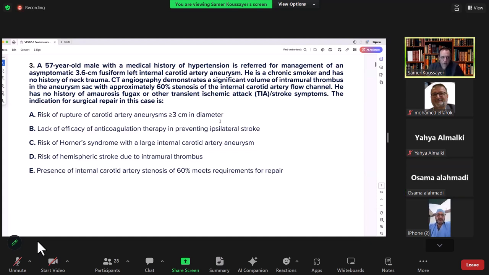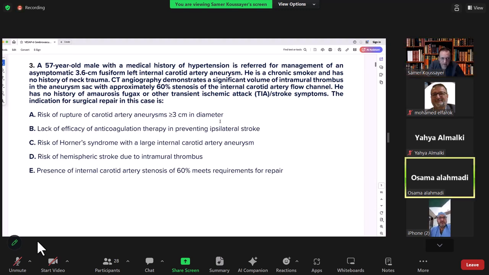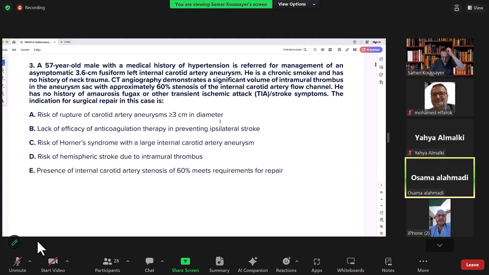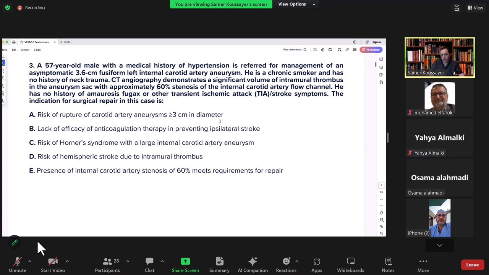Before we start, so we're dealing with an asymptomatic internal carotid artery aneurysm, correct? Yes. Now let's talk about it. What's the treatment of an internal carotid artery aneurysm? The treatment is either stenting or open repair. Correct.